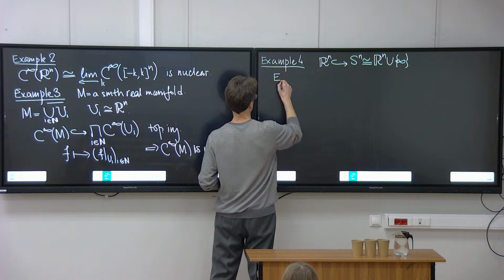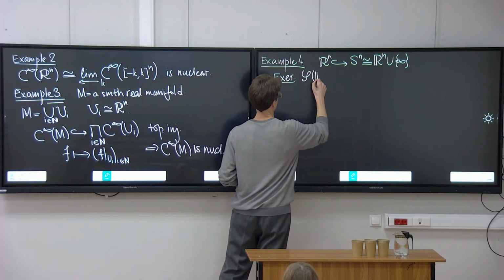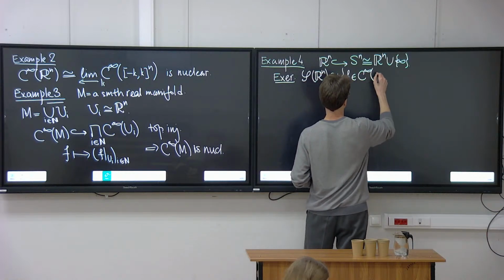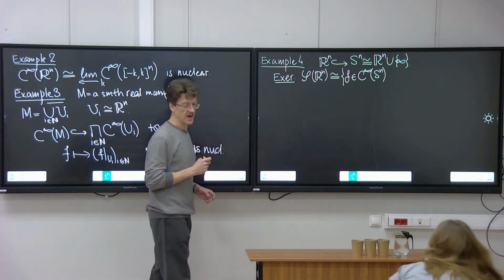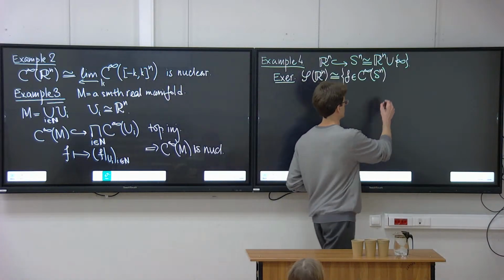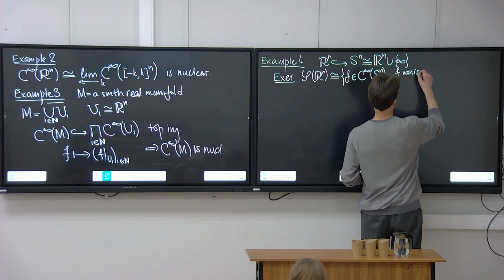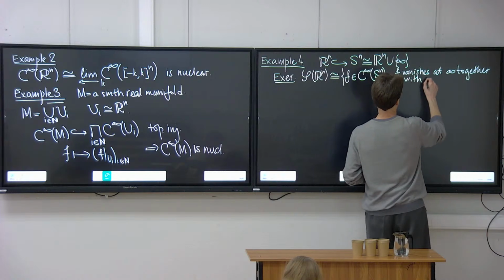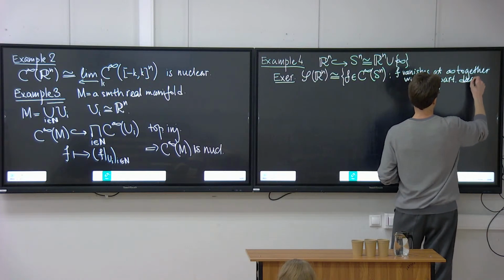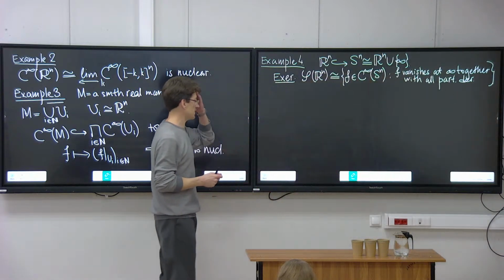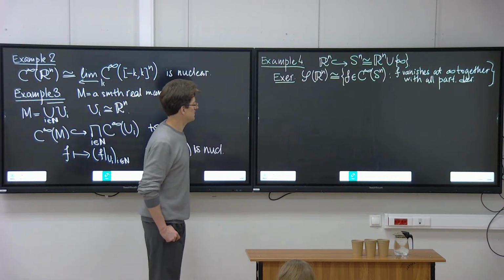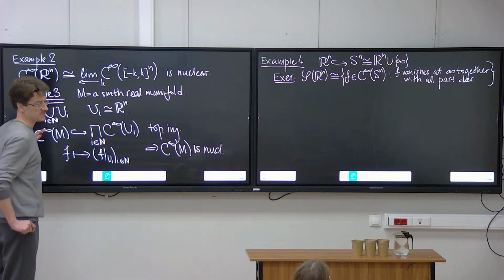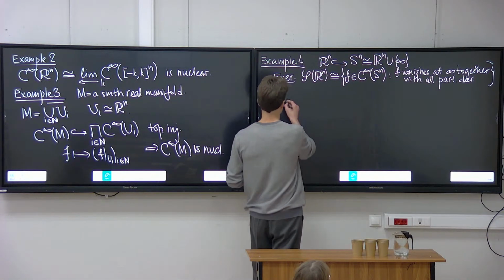Then it's a simple but useful exercise to show that the Schwartz space over R^n is topologically isomorphic to the space of those smooth functions on the sphere, those functions f such that f vanishes at infinity together with all partial derivatives. This is a rather simple exercise which more or less readily follows from the definition of the Schwartz space. But we already know that the space of smooth functions on the sphere is nuclear, by the previous example. So the Schwartz space becomes a subspace of a nuclear space, and so it is also nuclear.